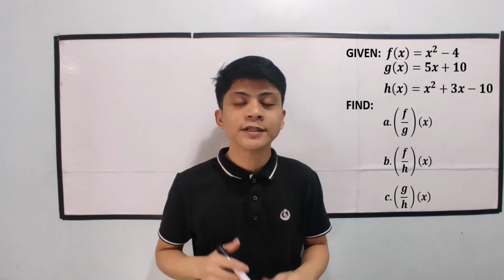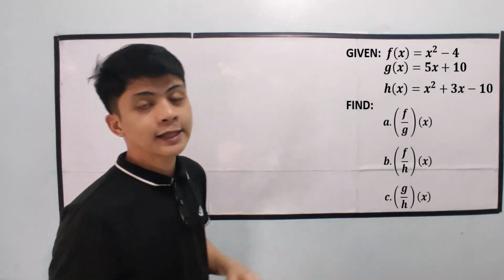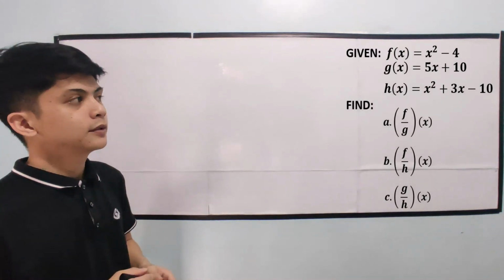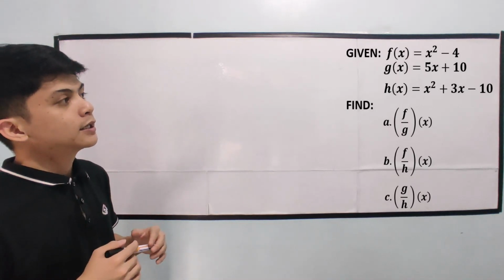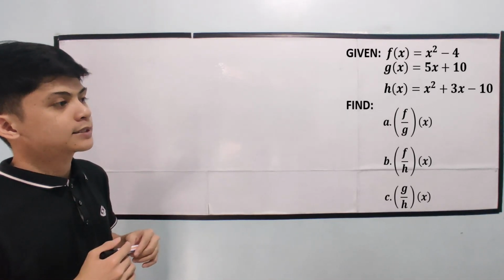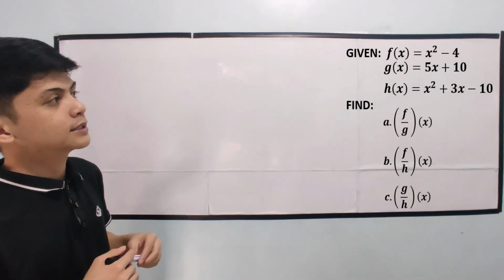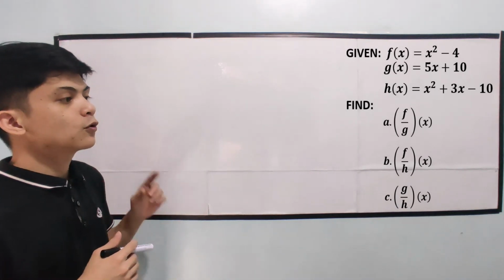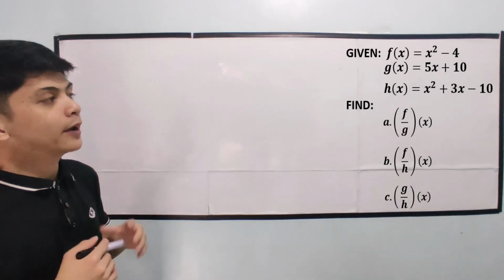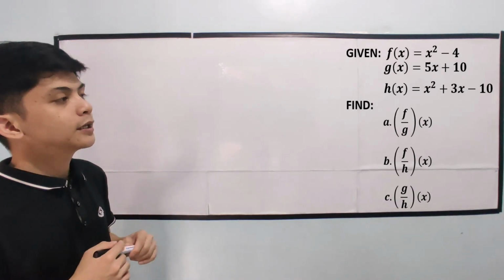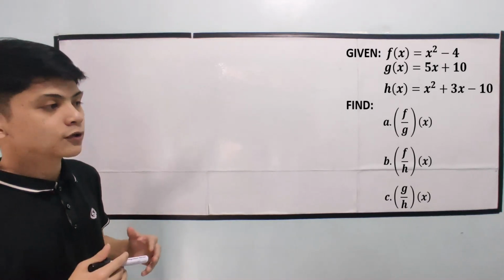Operation on functions: division. Paano ba mag-divide ng functions? So, sagutan natin yung problem. Given, f of x equals x squared minus 4, g of x equals 5x plus 10, and h of x equals x squared plus 3x minus 10. So, find letter A, f over g of x. For letter B, f over h of x. And for letter C, g over h of x.